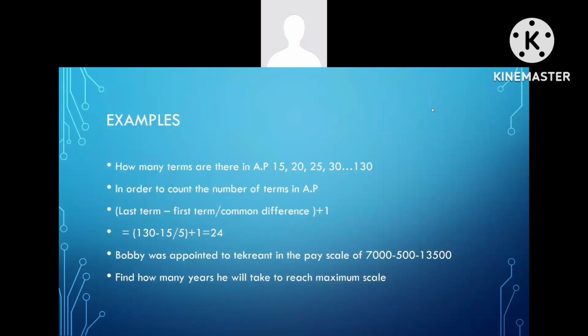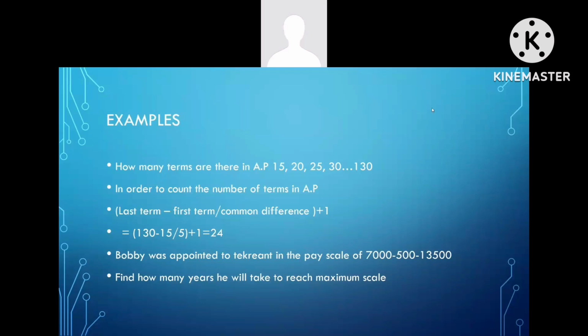Let us discuss some examples of progressions. How many terms are there in the AP 15, 20, 25, 30 and so on up to 130? In order to count the number of terms in an AP: last term minus first term by common difference plus 1. That equals 130 minus 15 by 5 plus 1, that equals 24.